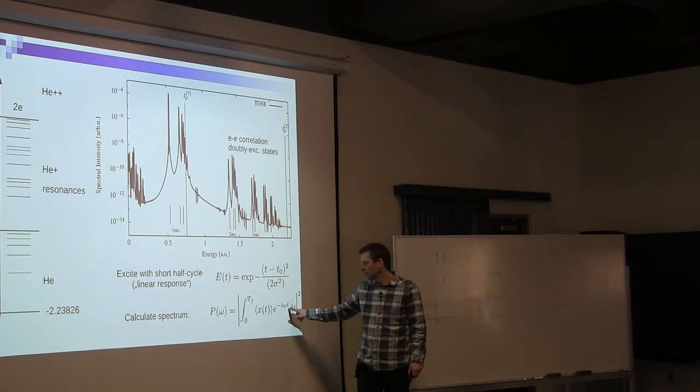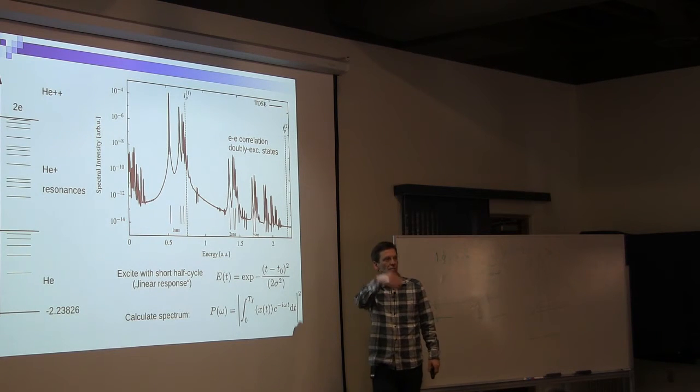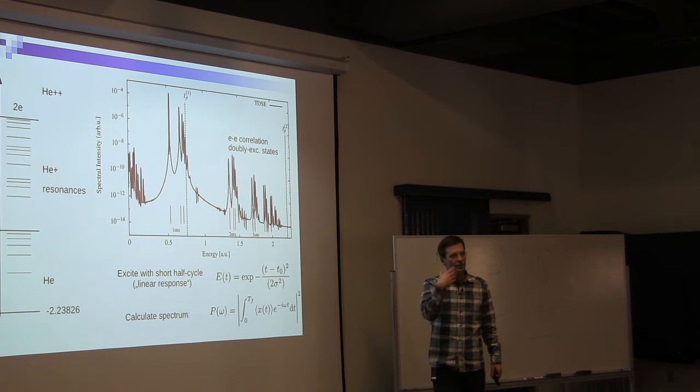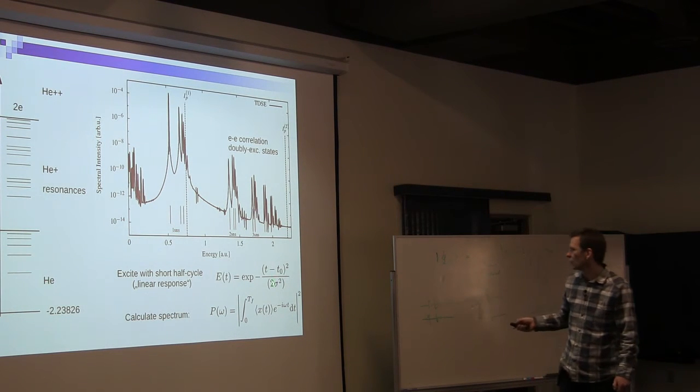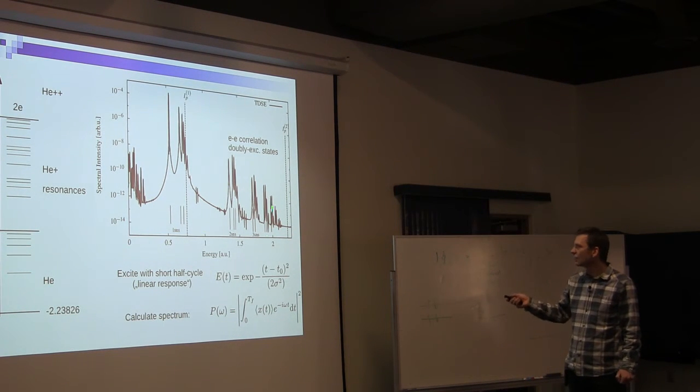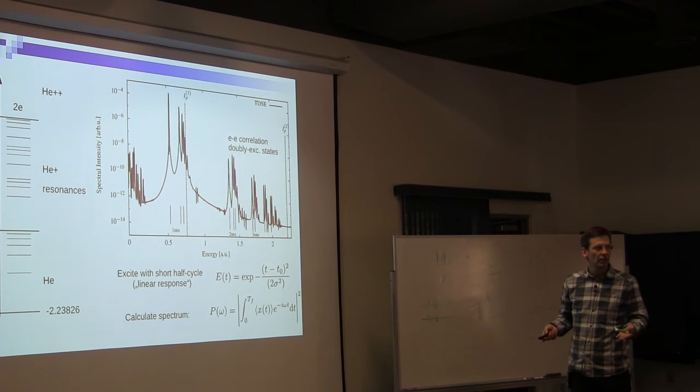This here is the dipole as a function of time. We take the Fourier transform. Then we see what we have excited, at least in the dipole allowed region of the spectrum. So what we see here are the states that can be reached from the ground state by dipole excitation.